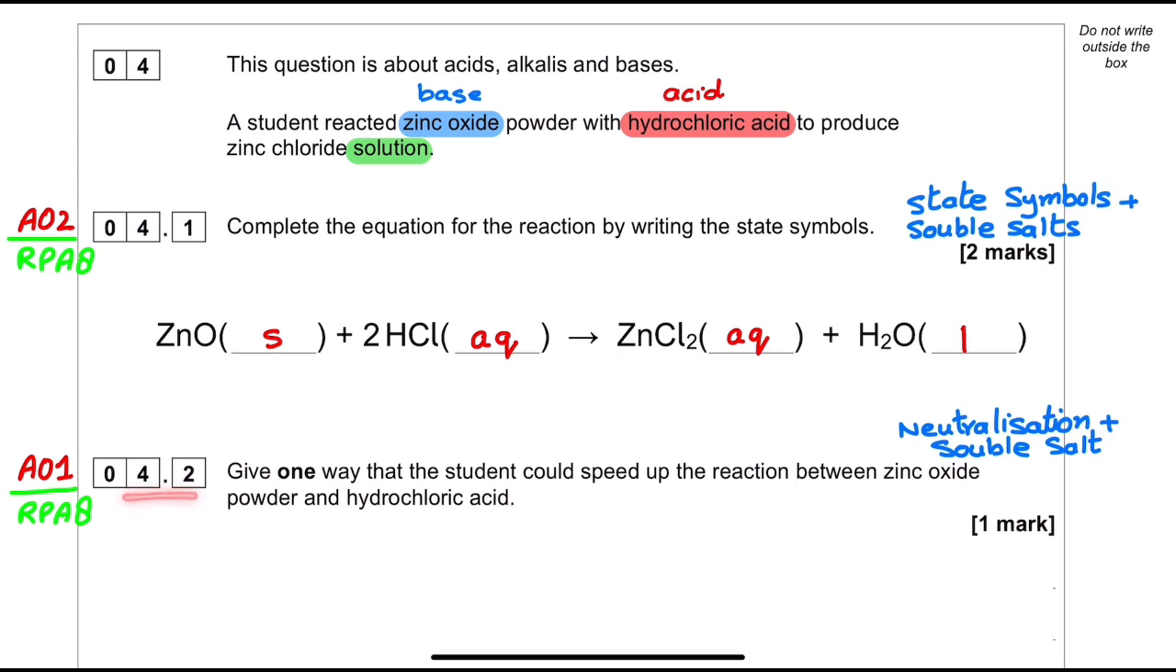4.2 is an AO1 question from required practical number 8, and the topic is neutralization and soluble salt. Give one way the student could speed up the reaction between zinc oxide and the hydrochloric acid. So we want to make the reaction faster between zinc oxide and hydrochloric acid. The speed of the reaction can be increased by heating the mixture or by increasing the concentration of the hydrochloric acid.